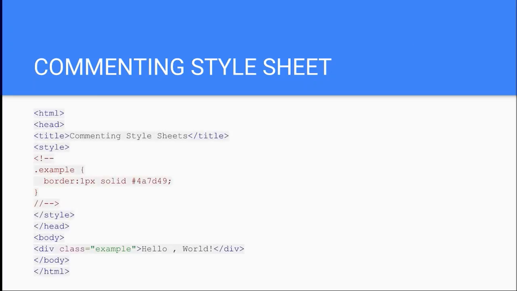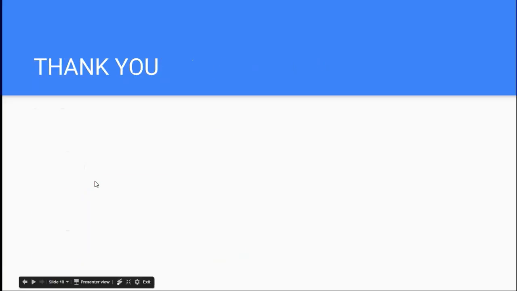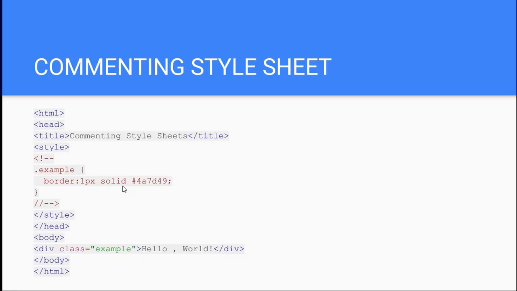So here we are going to deal with the style sheet. What we are doing is commenting a style sheet, so that when you open it, we are saying that the border is 1 pixel, and we are giving a solid color with a color code and everything. We are just putting this documentation, that means comments, in proper HTML comments.